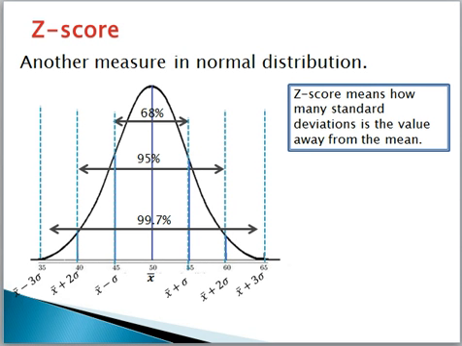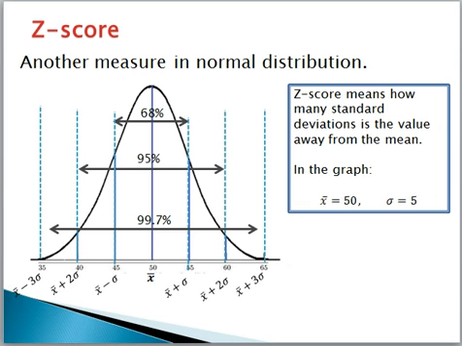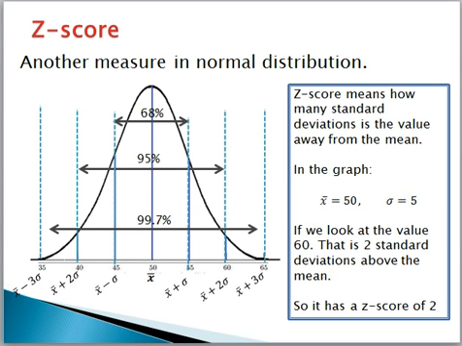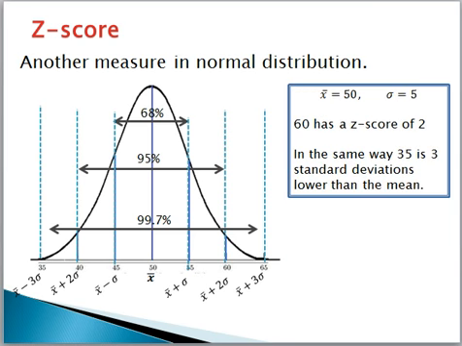Alright, so if we look at, for example, a value of 62, how many standard deviations is that away from the mean? Alright, in the graph that we looked at, the mean was 50 and the standard deviation sigma is 5. And we need to remember that. So if we look at a value of 60, that is 2 standard deviations above the mean. Z-score is then 2. Easy. So 2 standard deviations above the mean means a z-score of 2.